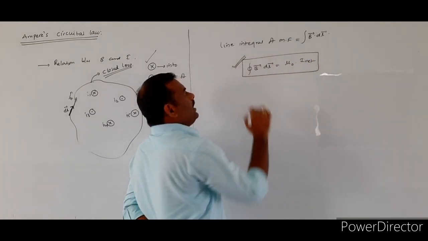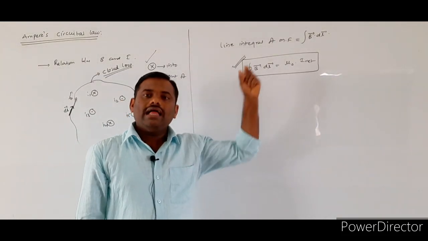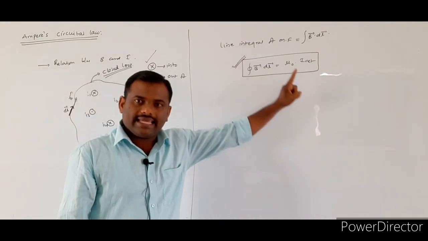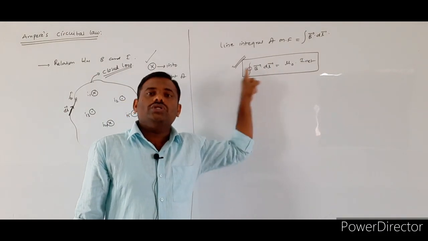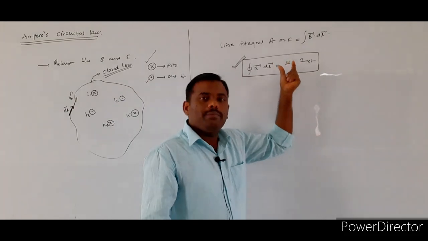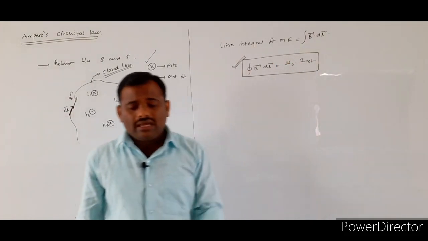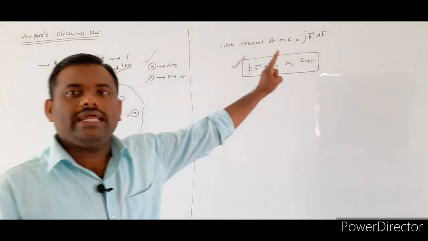So this is the equation for the Ampere's circuital law. Once again, the line integral of the magnetic field over the given closed loop is equal to mu naught times the net current. So here one more word we used here. What is the meaning of net current?